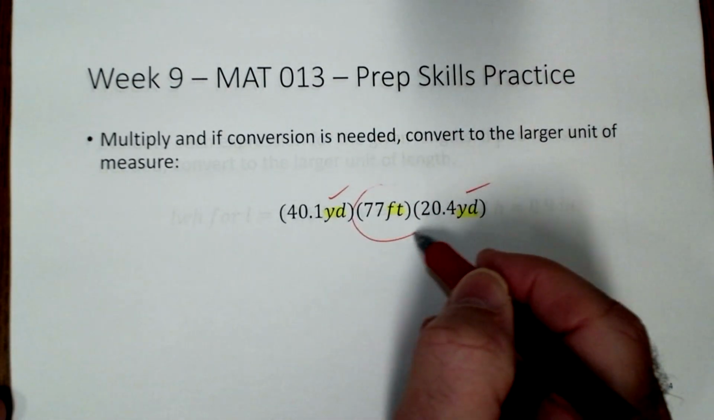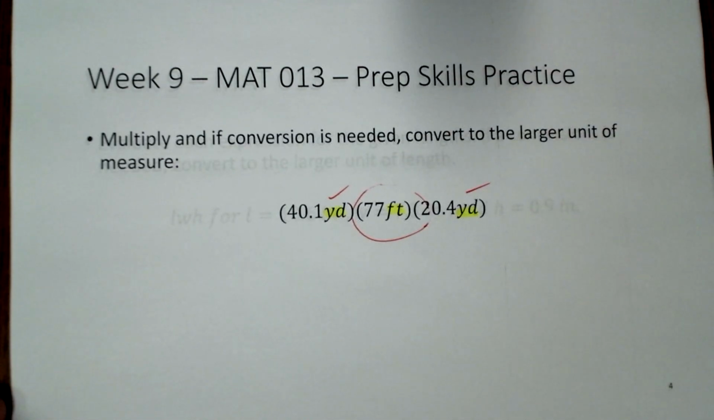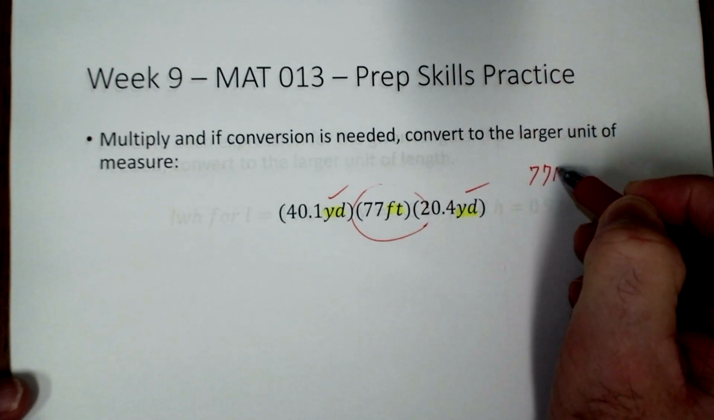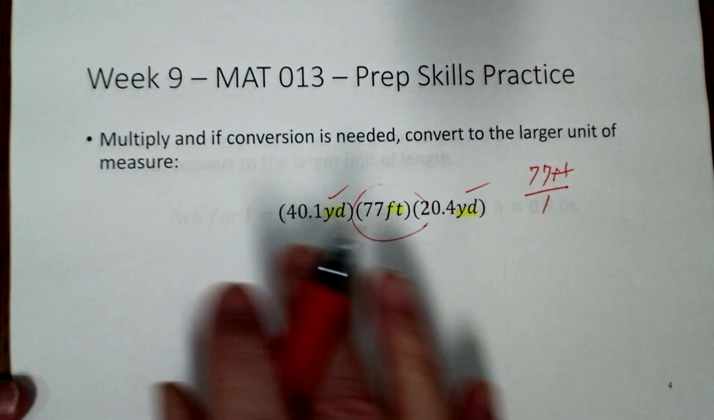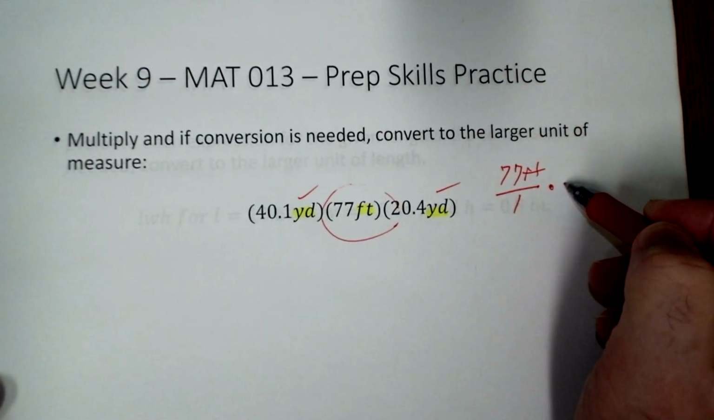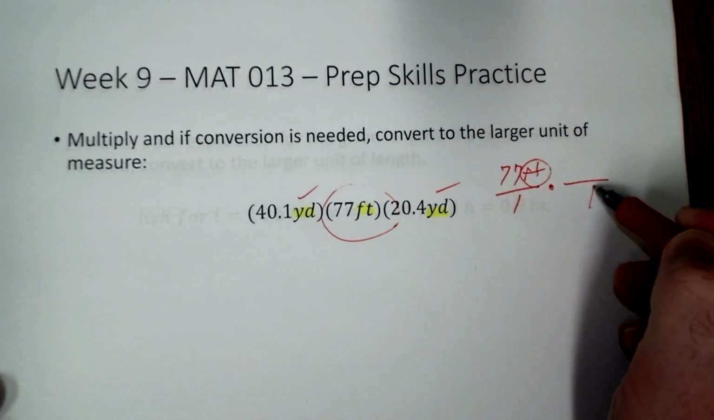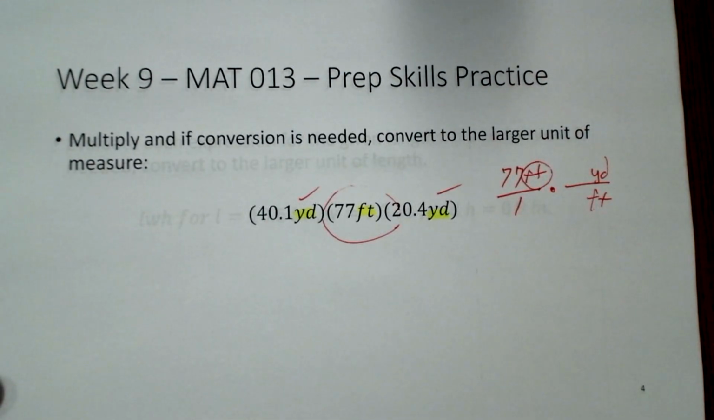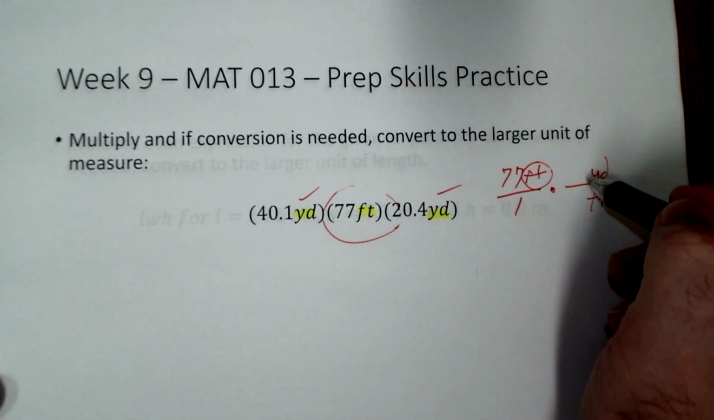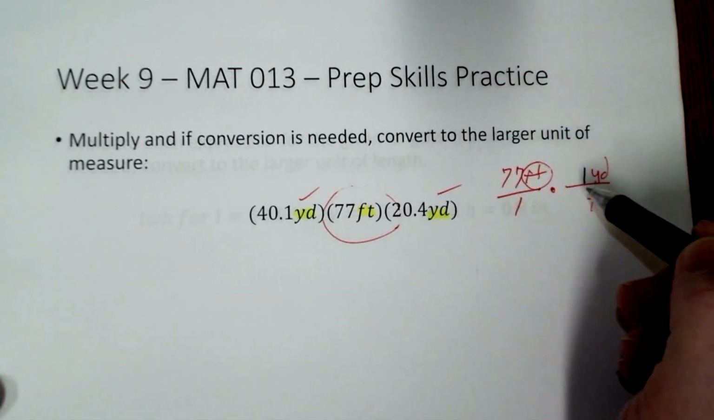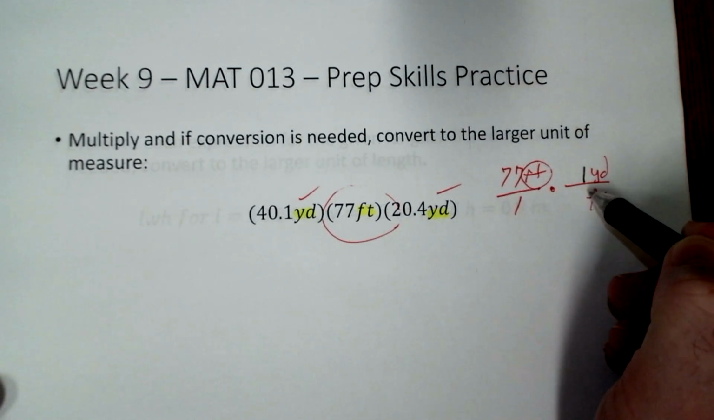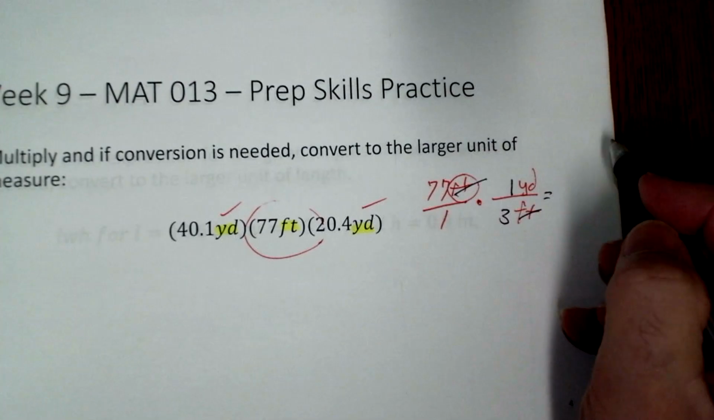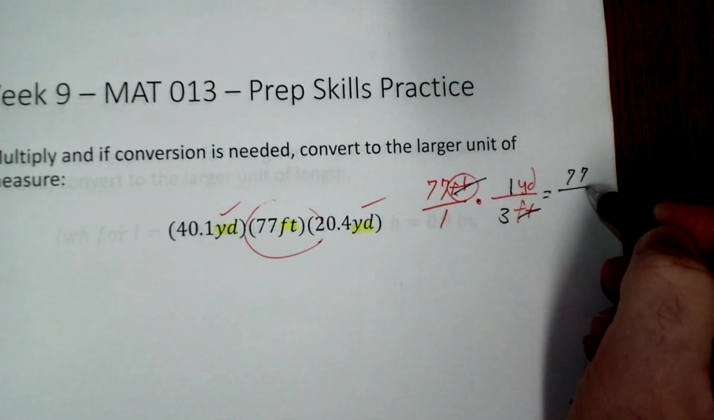So we're going to take this value and convert it into yards. Let's just start out by going 77 feet, make it a fraction, times, again, whatever is here goes here. The thing we're trying to find goes up top. Which is larger, a yard or a foot? A yard is. 1 goes with the larger unit. How many feet in 1 yard? There are 3 feet. Multiply straight across. Those will cancel out. We're left with 77 over 3.